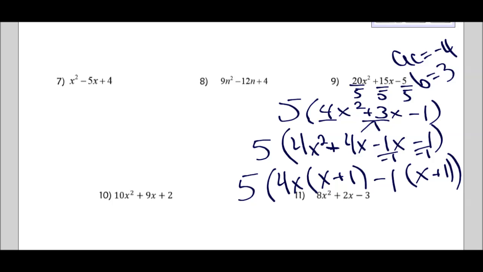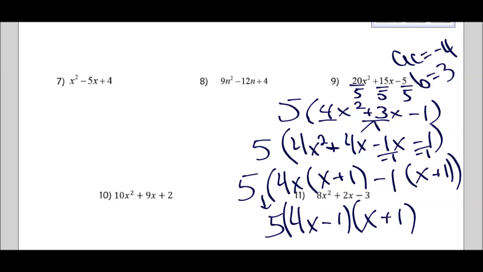And now I have the two factors that I had before, 4x minus 1 and x plus 1. The GCF still follows that through. We multiplied by really all of that. That's as factored as that can get.